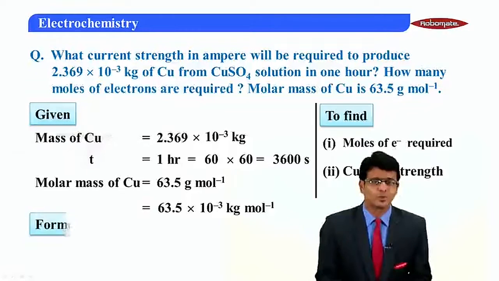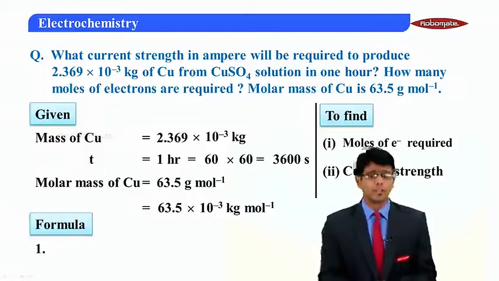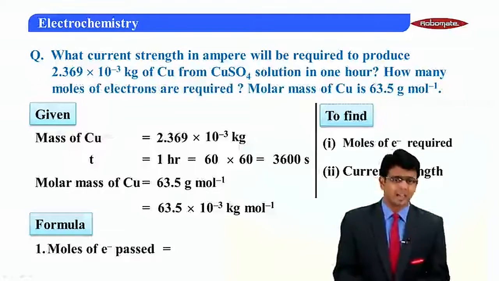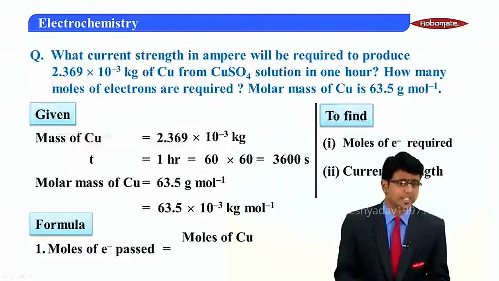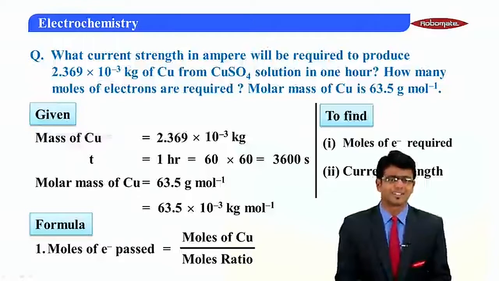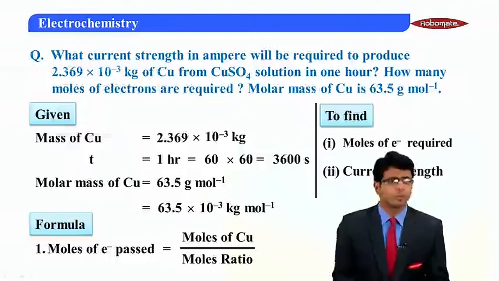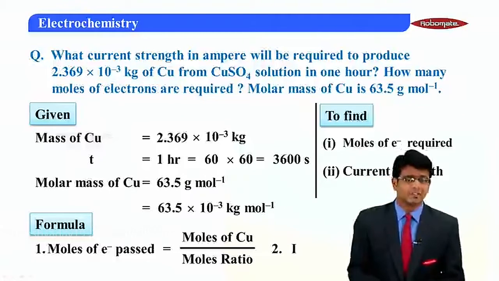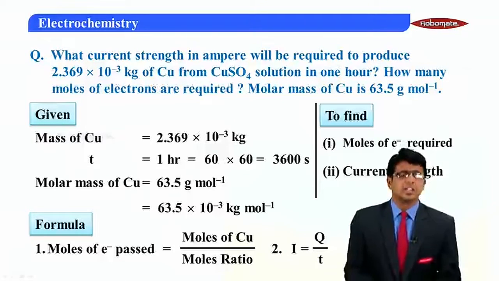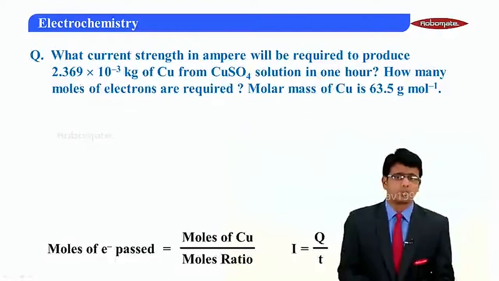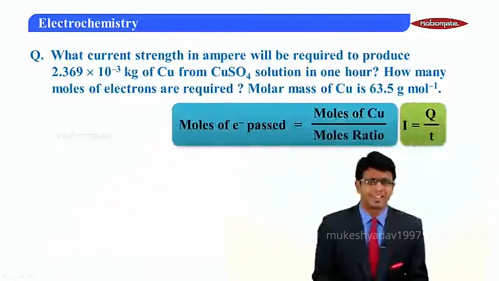To find these two values, we have the formula here. So the very first formula here is for moles of electrons passed, and that formula is moles of electrons passed is nothing but moles of copper produced upon the mole ratio of copper. Okay, so that is one of the formulas which we are going to use. Another formula to find the current strength, we have I, which is equal to Q by T, isn't it? So let us get into the discussion of the solution of this numerical. So we are going to use these two particular formulae, isn't it?